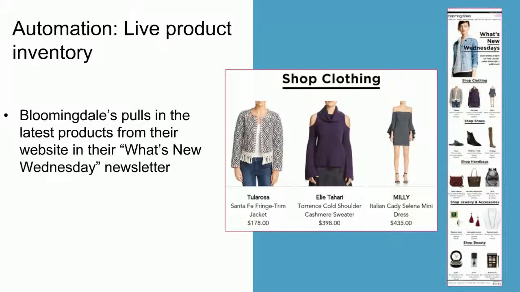So this is an example from Bloomingdale's. This is from their What's New Wednesdays. And here you can see that we're web cropping in from their site, depending on the certain category that they want to pull in. So whether it's sweaters, shoes, handbags, whatever that is, we're able to then pull that into the email. We can also customize the look and feel of this. So if it looks different on your site and you want it to match your email template, we're also able to customize that per email, per newsletter, so that it's on brand with that particular send.